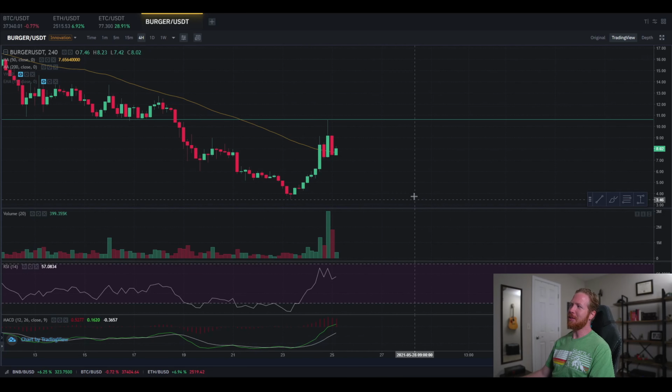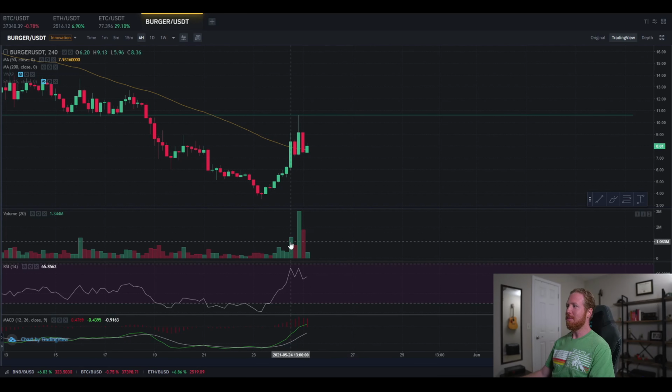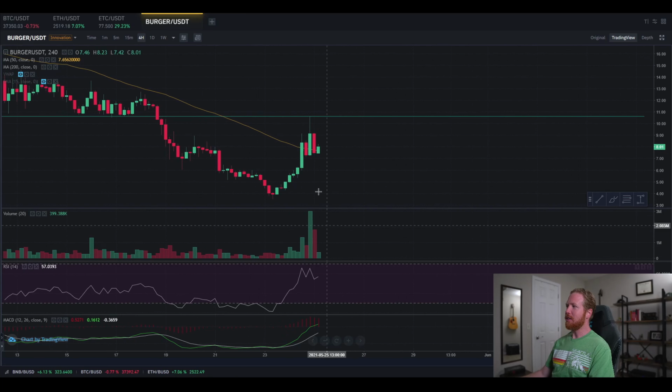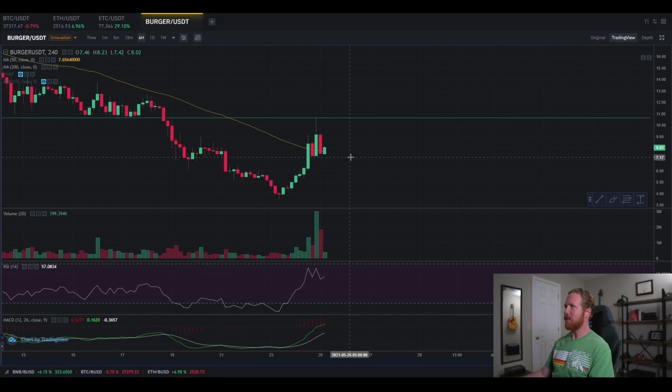Now the MACD down below also implies that we're in bullish momentum, bullish territory. I don't think that's going to change for a little while. I do expect the price to continue to be in this channel. Again, if Bitcoin can stay over 37,000, we'll be just fine.